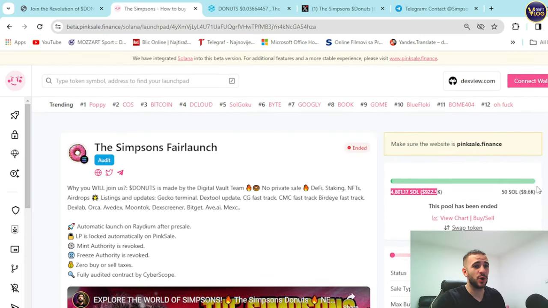Did they crush their goal by this many X's, guys? This is literally insane. Just take a moment to realize what has just happened. Almost 5,000, I mean 4,800 Solana. This is insane work for such a young project in the development phase and a fair launch. I think no one is realizing how big this actually is. This is really something special.